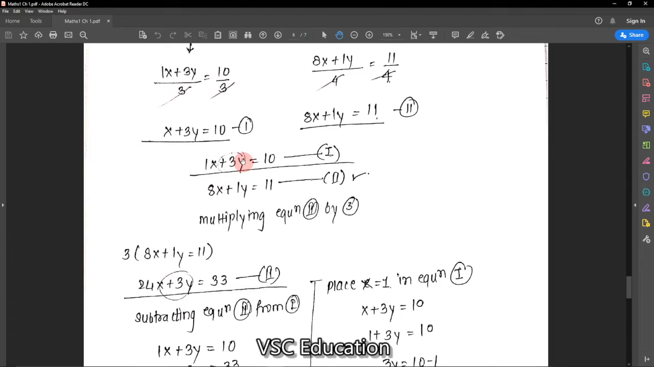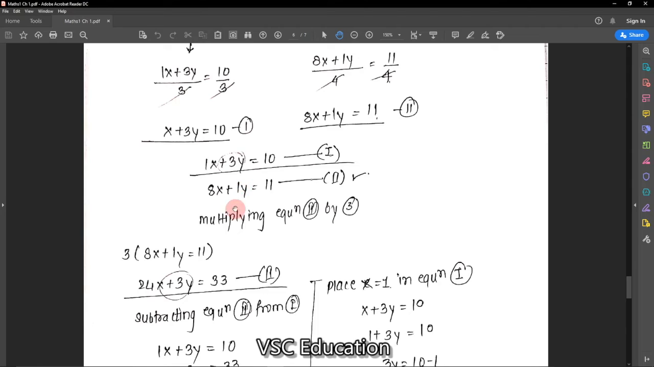Then see the variable y. Coefficient of y is 3 in the first equation, coefficient of y is 1 in the second equation. Here also dissimilar, not the same. But it is quite easy to make the same variable coefficient in y. So multiply equation 2 by 3 and we make a similar coefficient of variable y. आपण y चे coefficient सेम करूया, म्हणून आपण सेकंड इक्वेशनला कितीने मल्टिप्लाय करावं लागेल आपल्याला? 3 ने. तेव्हा 3y येऊ शकतात.